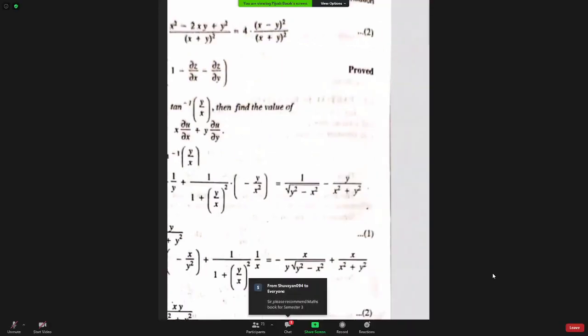So u is equal to sine inverse x by y plus tan inverse y by x. Then del u del x is, again, what is d by dx of sine inverse x? 1 by root over 1 minus x square. That is 12th standard knowledge. And what is d by dx of tan inverse y by x? This is 1 by 1 plus (y by x) square into minus y by x square. There will be two terms, and that is equal to this one. And finally, the result will be this.